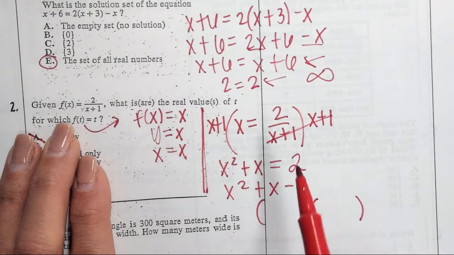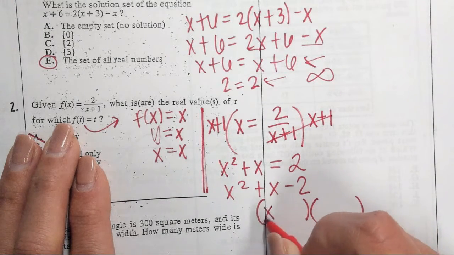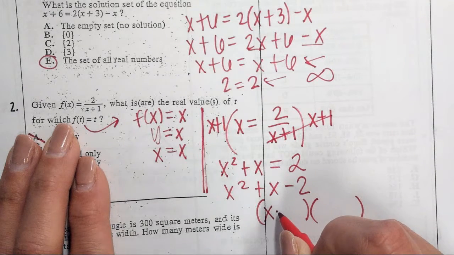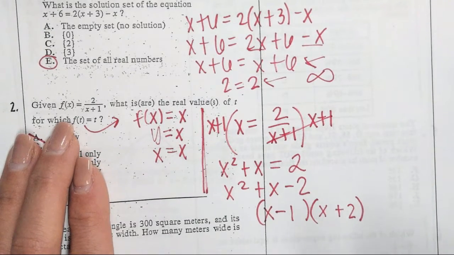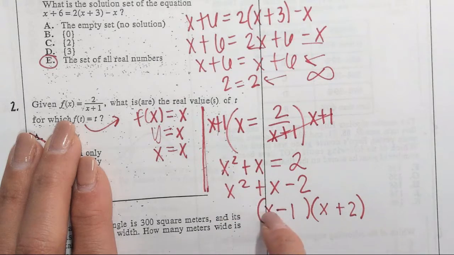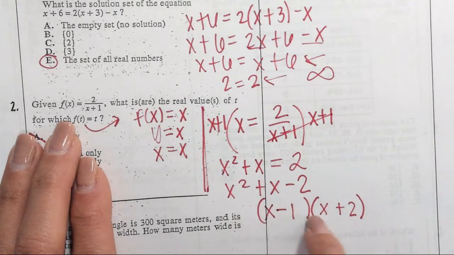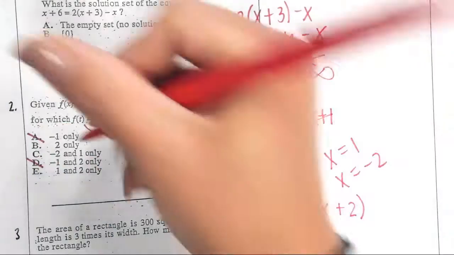Easy. Good. So what are factors of negative 2 that add to be 1? Negative 1 and positive 2. Have y'all covered factoring in y'all's classes? So y'all know that 2 times negative 1 gives you negative 2, and negative 1 plus 2 gives you 1. Then when I solve, I'd get x equals and x equals. That's our answer.